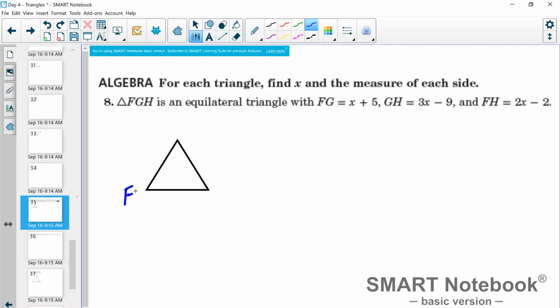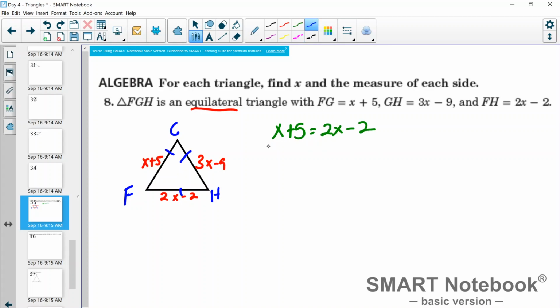It's triangle FGH. We know FG is x plus 5. G to H is 3x minus 9. And F to H is 2x minus 2. We are told it's equilateral, so all 3 sides are the same. Because all 3 sides are the same, I just have to pick 2 of them and set them equal to each other. So let's use x plus 5 equals 2x minus 2.